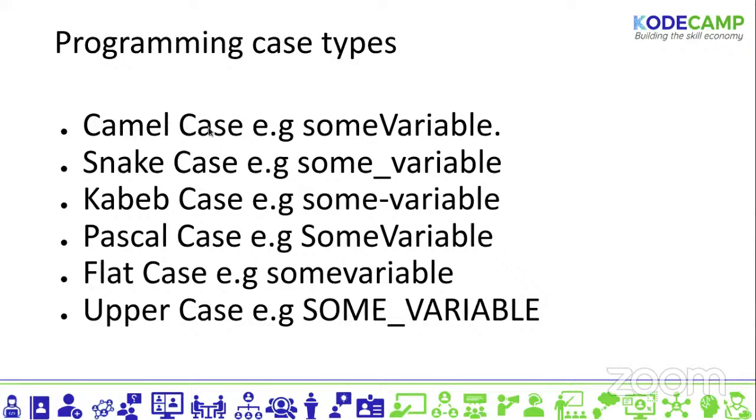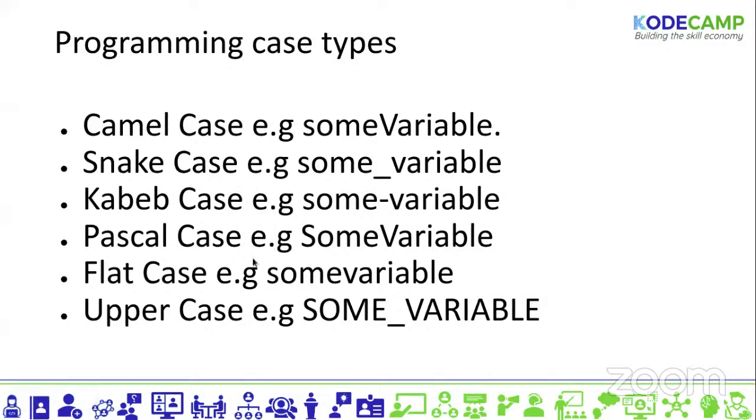So people use camel case, and camel case means, if you have two words and you want to use it as a variable, the first word is in small letters, and then the rest of the other words are capital letters. Then you have snake case, which is all the words in small letters, but separated by underscores. Then you have kebab case, which is using a hyphen to separate the words.